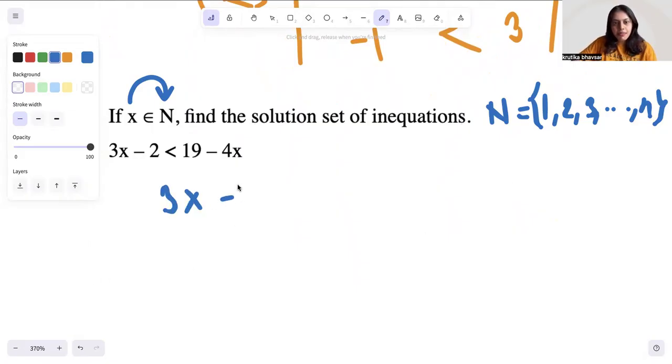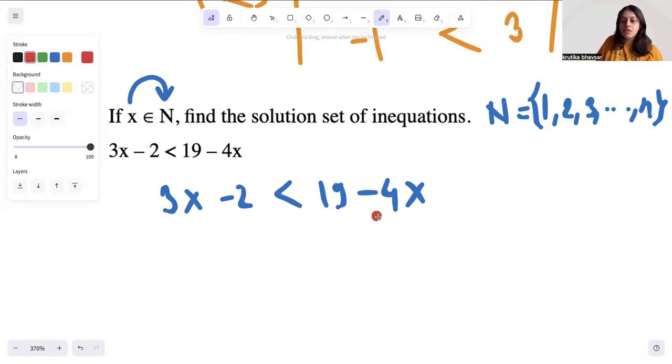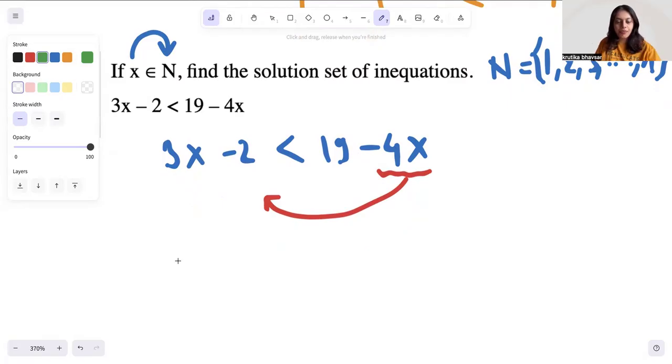We have 3x minus 2 is less than 19 minus 4x. We have learned about like terms and unlike terms. Let's take the like terms to the side. Okay, so we're going to take the like term here. Now, when we take like term here, what do we have? Instead, I would like to bring a new terminology for you. Let's take the like term to that side.